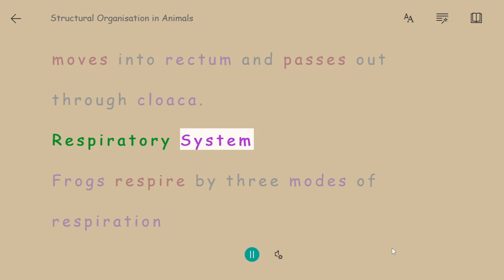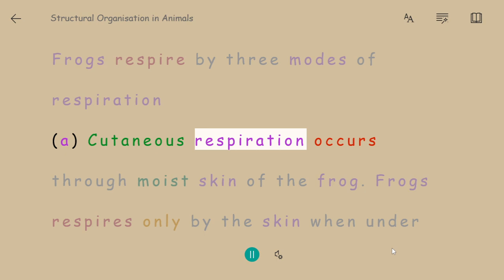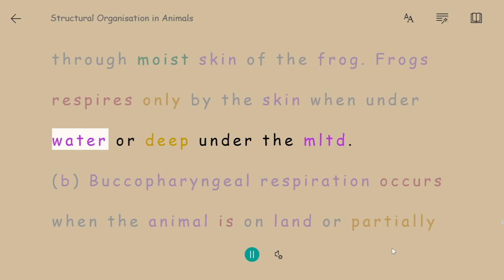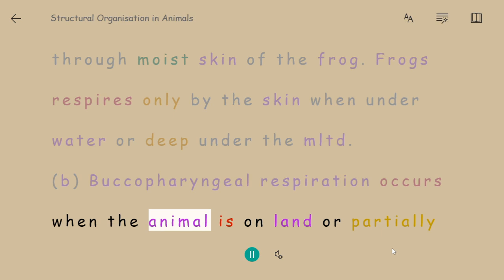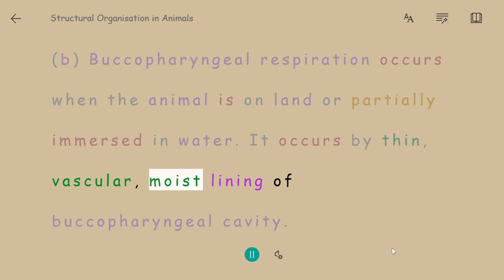Respiratory system. Frogs respire by three modes of respiration. A. Cutaneous respiration occurs through moist skin of the frog. Frogs respire only by the skin when under water or deep under the mud. B. Buccopharyngeal respiration occurs when the animal is on land or partially immersed in water. It occurs by thin, vascular, moist lining of buccopharyngeal cavity.